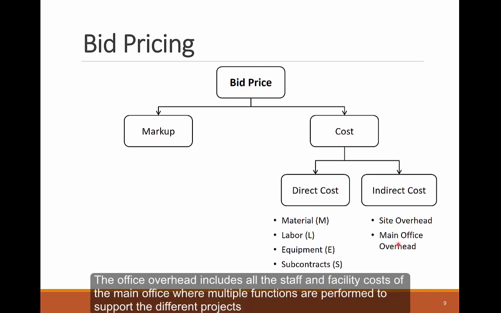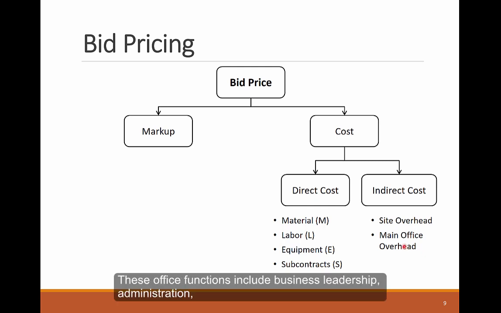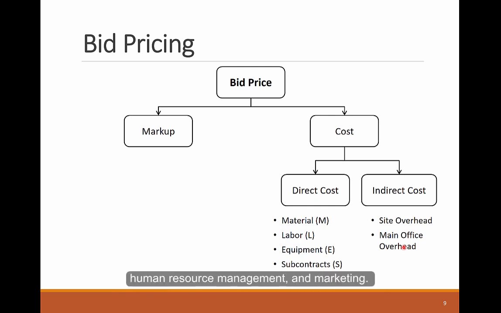The office overhead includes all the staff and facility costs of the main office, where multiple functions are performed to support the different projects of the company. These office functions include business leadership, administration, estimating, human resource management, and marketing.